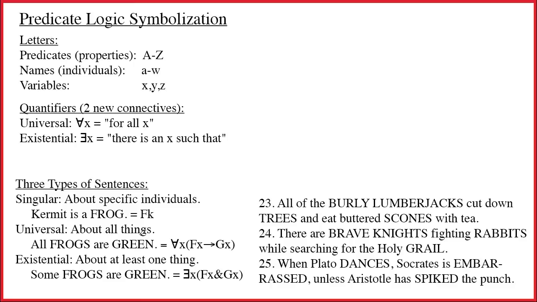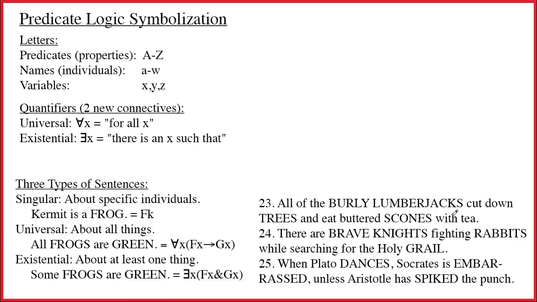Universal sentences are about all things, all the frogs, all the philosophers, etc. And existential sentences are about some things. Of course, we know that for the purposes of predicate logic, some means at least one. So when you say some frogs are green, what you're actually saying is that there is at least one thing which is both a frog and green. So back to sentence one. What type of sentence is this? Singular, universal, or existential? Pretty obviously it's universal.